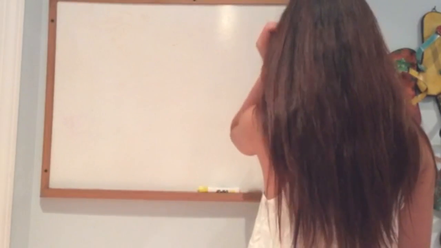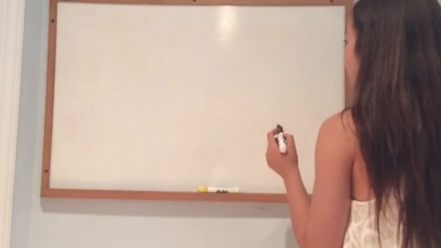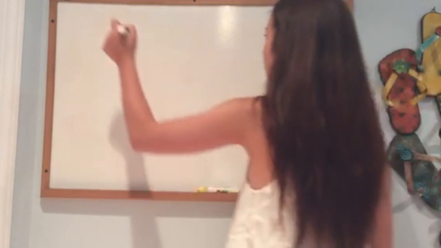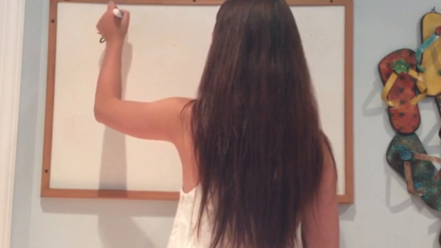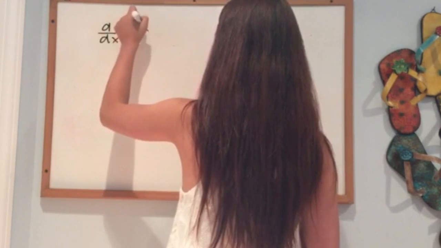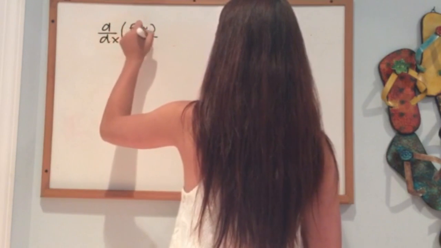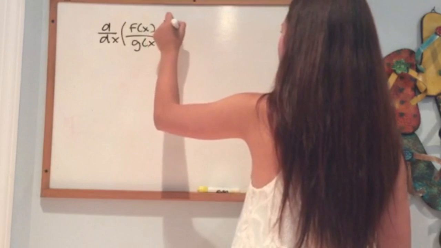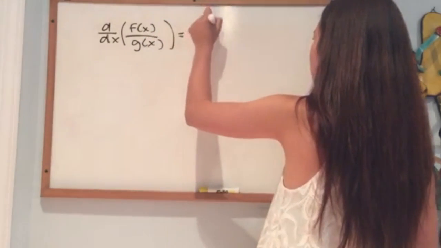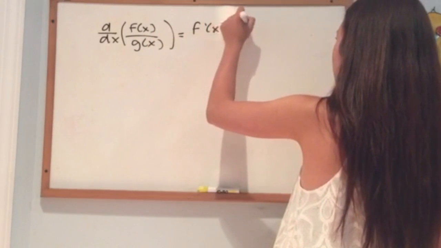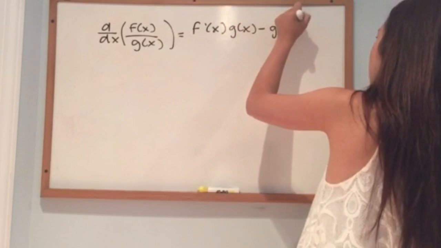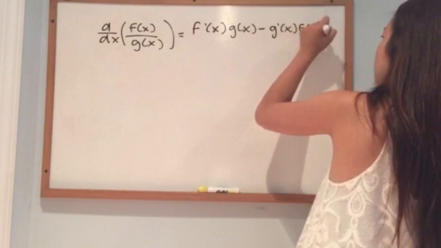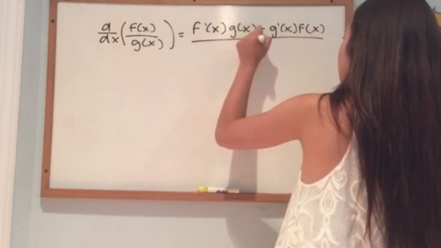To find the derivative of the quotient f of x over g of x, take the derivative of the top function, f prime of x, and multiply it by the bottom function, g of x. Then subtract the product of g prime of x and f of x. Then divide everything by the bottom function, g of x squared. An easy way to remember this is low d high minus high d low all over the square of what's below. Take this problem for example.